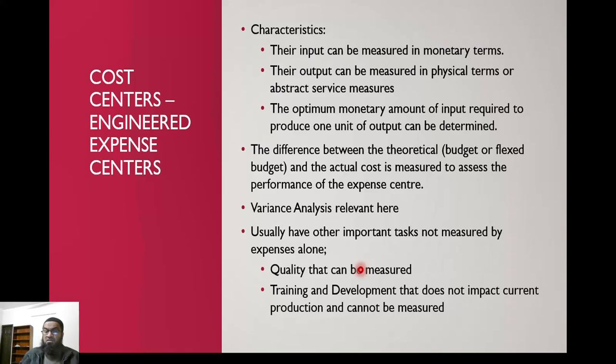These usually have other important tasks not measured by expense only. For example, if meeting the financial target is the only thing, then of course we can compromise the quality, we can compromise the training and development, which cannot be translated into output. But in the long run, it has an impact. So for these kinds of cost centers, the variance analysis, the targets, and the difference between the flexible budget and the actual should be taken as a benchmark, as KPIs for performance evaluation, but not only that; we need to have certain bounds so that we do not compromise quality.